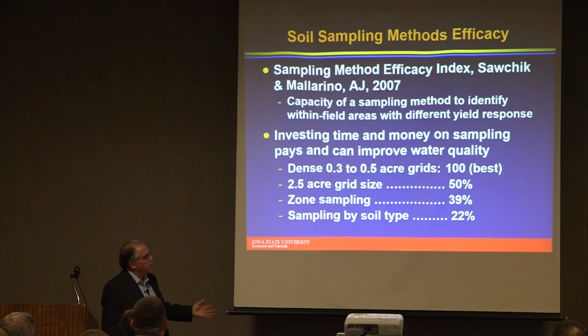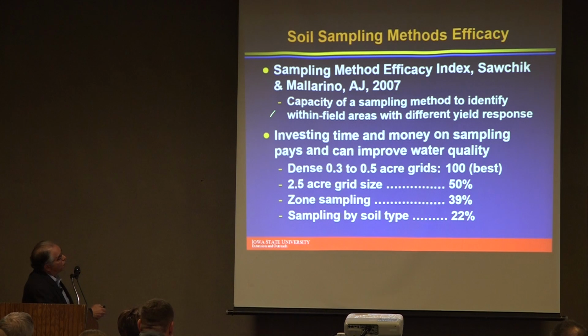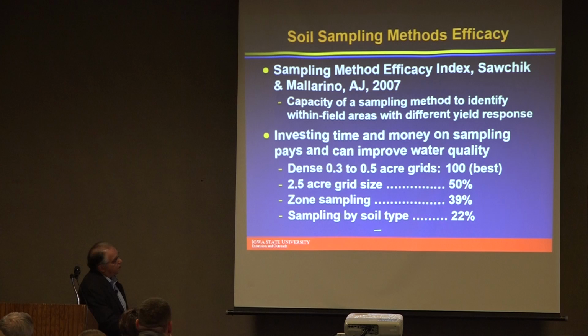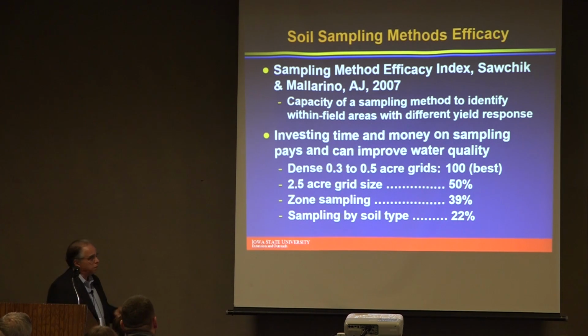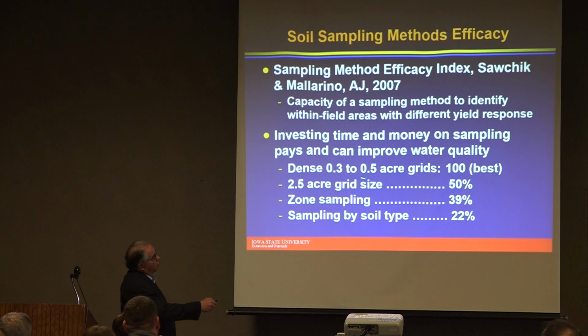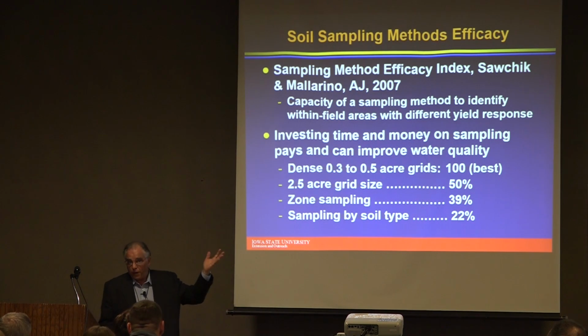I have done lots of work in sampling. This is an example of the work we did years ago with a PhD student. This was published. We evaluated some of this sampling. And this is why, for P and K at least, I strongly support grid sampling. Well-done grid sampling, with enough cores and so forth. Because it is obvious that when we compare grid sampling, at about 2.5 acres, versus zone sampling or versus sampling by soil type, there is an improvement with grid sampling.